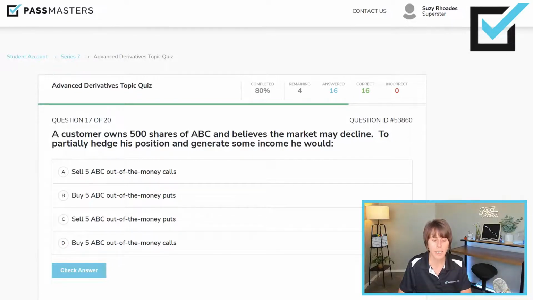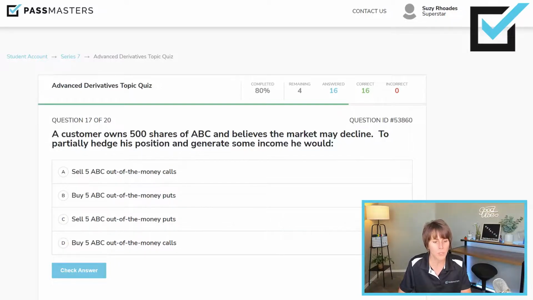To partially hedge his position and generate some income, he would... So owning stock is bullish, and the downside risk can be hedged by buying a put, that would be a primary hedge, or selling a call. It says here to partially hedge. So selling a call is a secondary hedge. It only protects the downside risk by the amount of premium collected. It also generates some income.